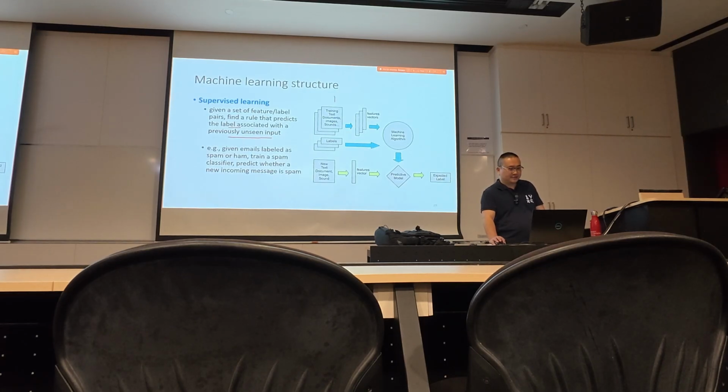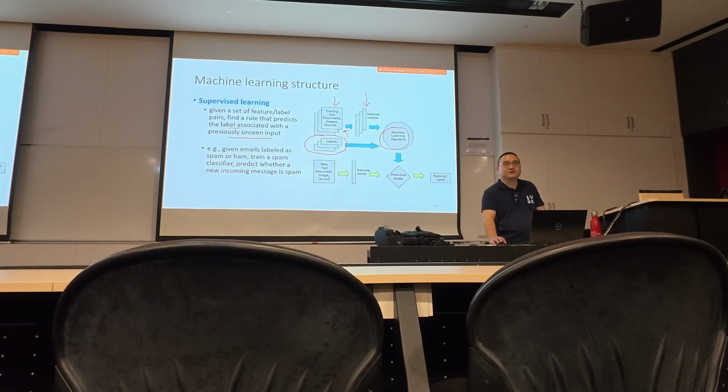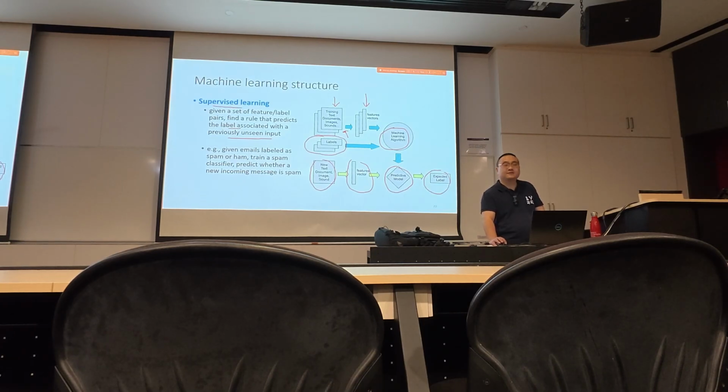Given the text, we can extract features, and then we use the machine learning algorithm to train a model. This time, we are also given the labels. So we know whether the input is spam or just a legitimate email. We train a model, and then given a new text, we extract the features again, and we can do the prediction. This is called supervised learning because we are given the ground truth labels.